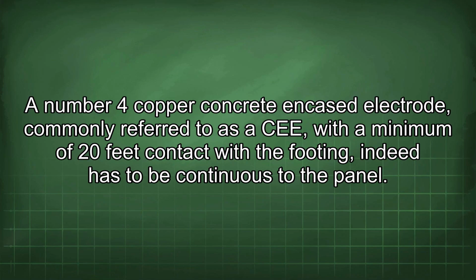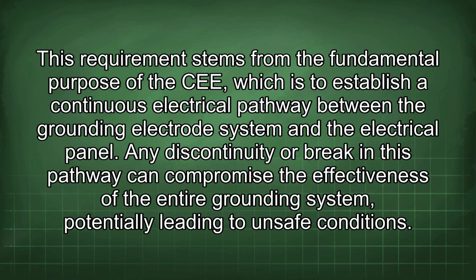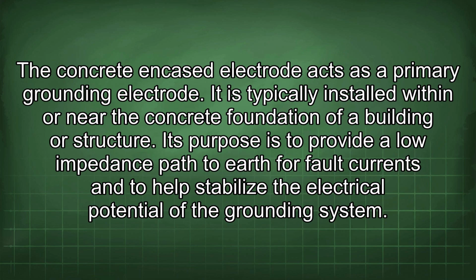A number 4 copper concrete encased electrode, commonly referred to as a CEE, with a minimum of 20 feet contact with the footing, indeed has to be continuous to the panel. This requirement stems from the fundamental purpose of the CEE, which is to establish a continuous electrical pathway between the grounding electrode system and the electrical panel. Any discontinuity or break in this pathway can compromise the effectiveness of the entire grounding system, potentially leading to unsafe conditions. The concrete encased electrode acts as a primary grounding electrode.